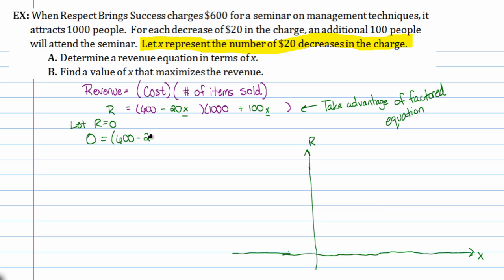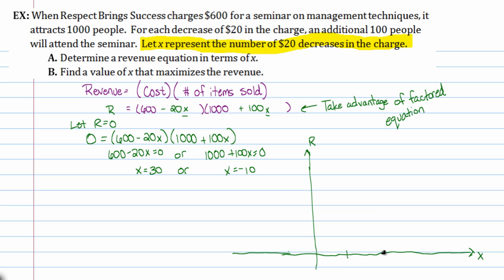So that's (600 minus 20x) times (1,000 plus 100x). Well, two objects multiplied to become 0 implies that either this first object is 0 or the second object is 0. Solving both of these, the left equation will become, let's see, 60, 30, 30. x is equal to 30, or second equation, x is equal to negative 10. So let me plot those points.